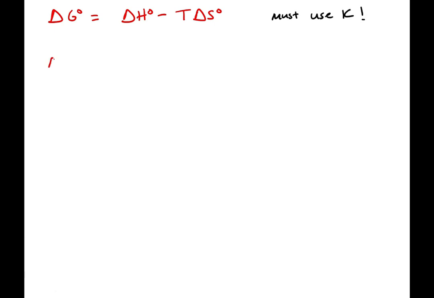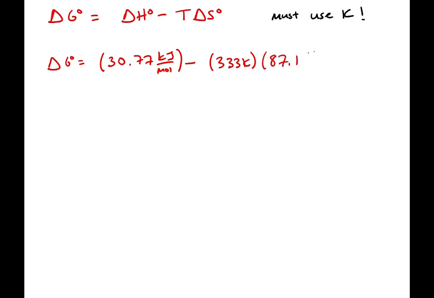So with that in mind, let's go ahead and calculate the delta G for this process at standard conditions. We were told that the delta H standard was 30.77 kilojoules per mole. So we'll plug that in, minus the temperature was 60 degrees Celsius, which is 333 Kelvin. And the delta S, we were told, was 87.1 joules per mole per Kelvin.